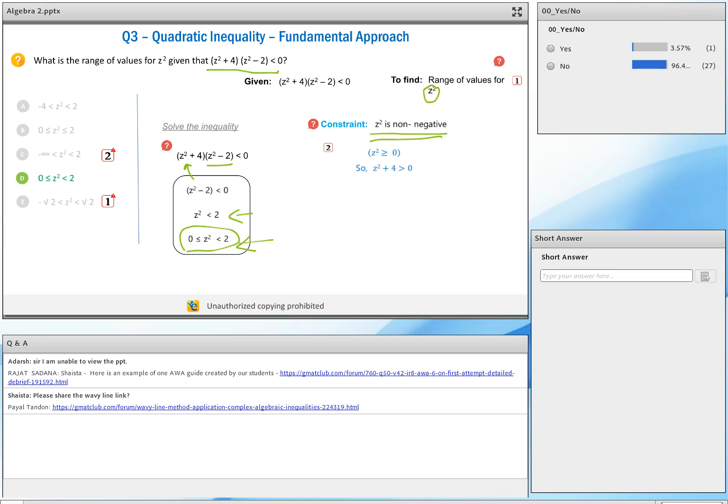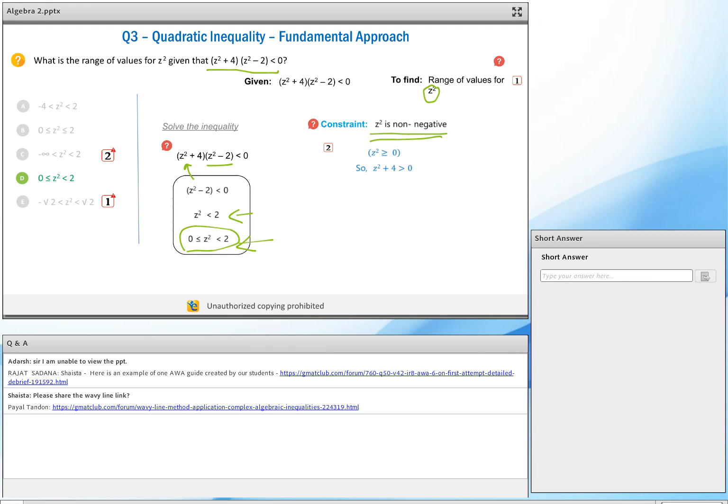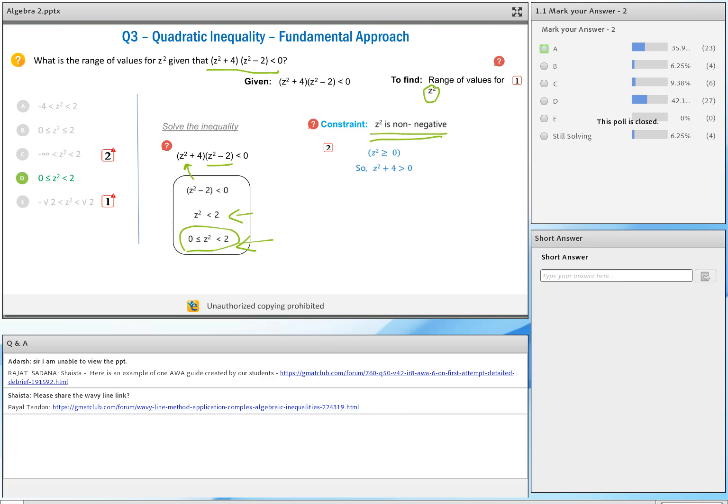So the correct answer choice is choice D, which about 42% of the class selected. The other major group was choice A. So the people who selected choice A made the mistake of not keeping in mind this conceptual constraint. Okay, so here's what I want you to understand.